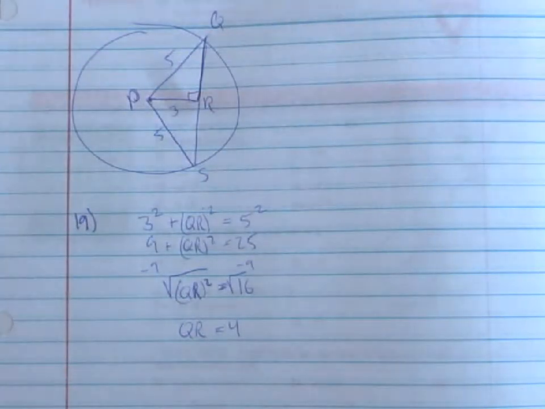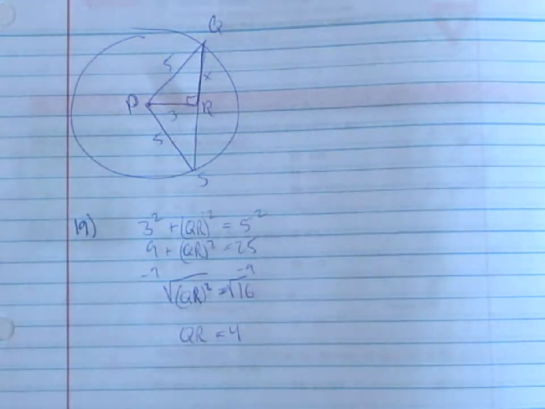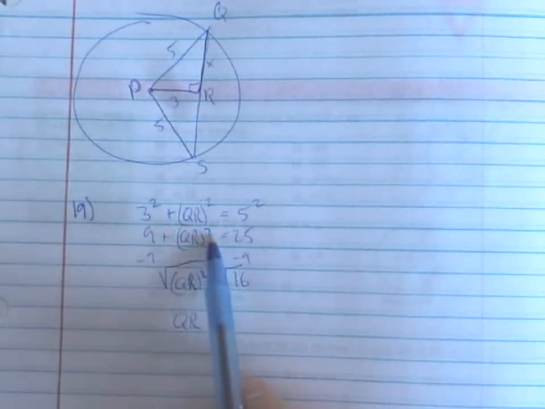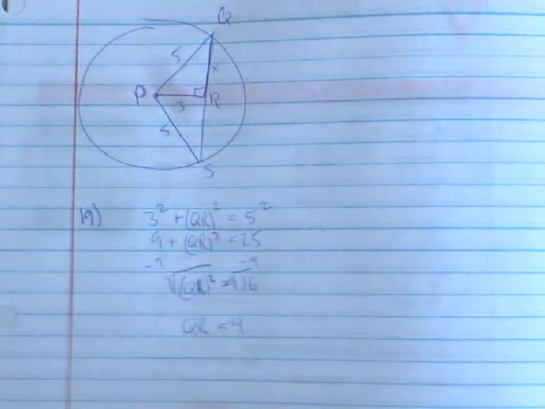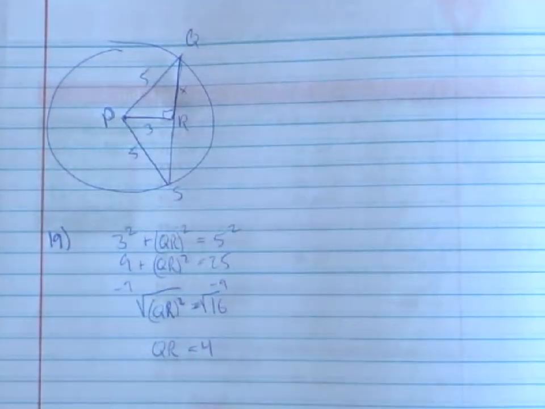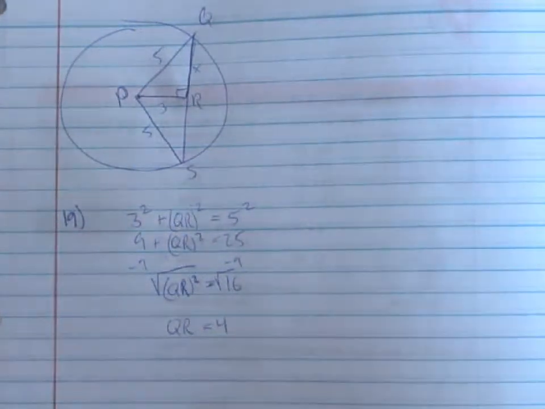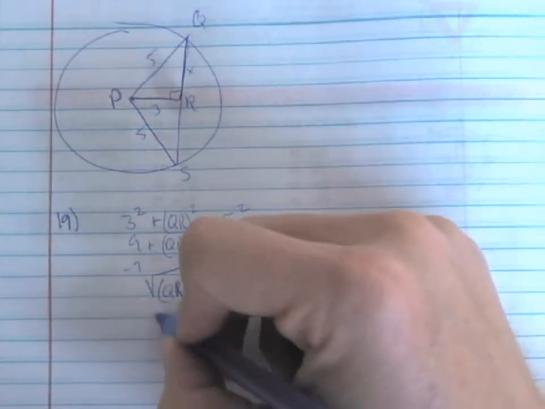Now the way I wrote that is maybe a little bit tricky. You might want to put an X here, and you could use X instead of QR. In this case, Q and R aren't variables. Q and R are points. So I don't want to square Q and square R. That's different than what we need to do here. QR is just a length measurement, and so I use that. You could use a different variable if you wanted. But we know now that QR is equal to 4.